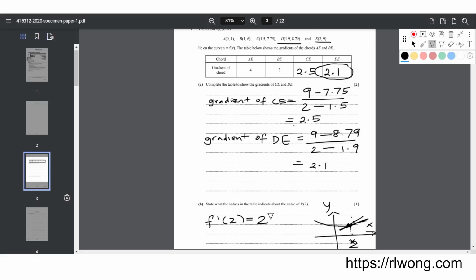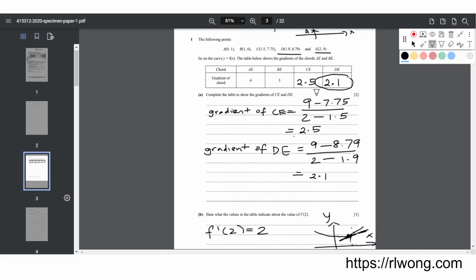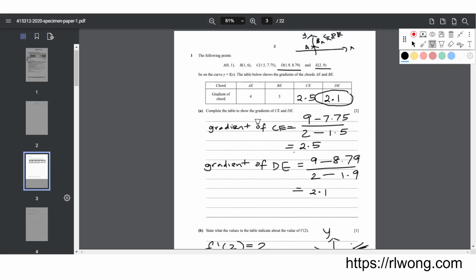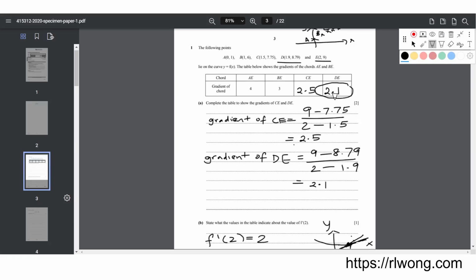So that is the answer for this. So what this part tells you is, for this part B, what you need to know is that the gradient at point E should be close to the gradient of the chord DE. But it will not be equal, it will be slightly different because D is still a distance away from E. It is only when the distance between D and E is approaching 0 that the gradient of DE is equal to the gradient at E.